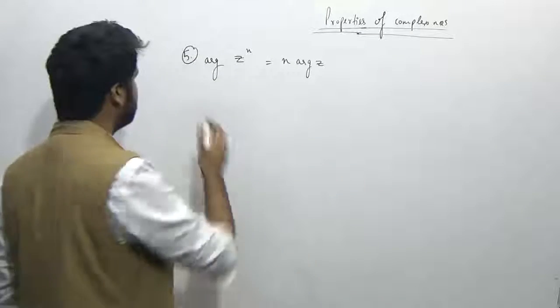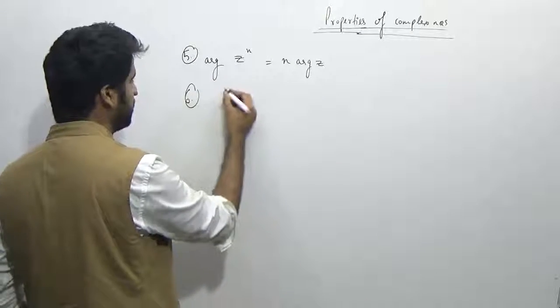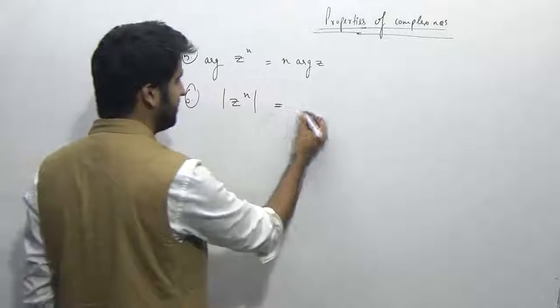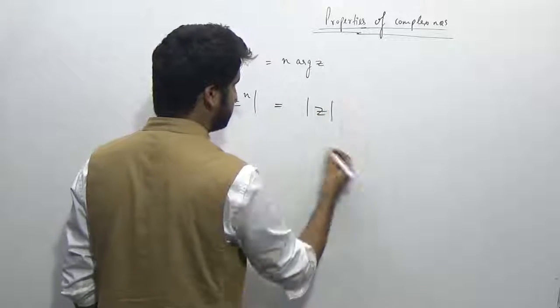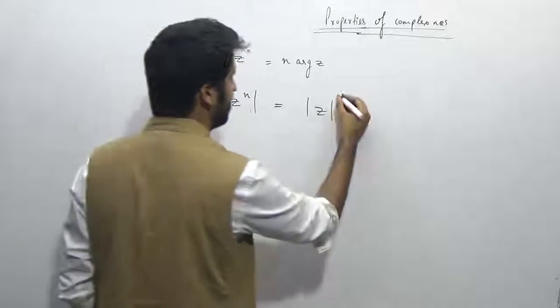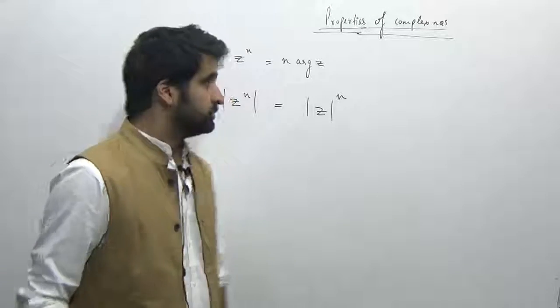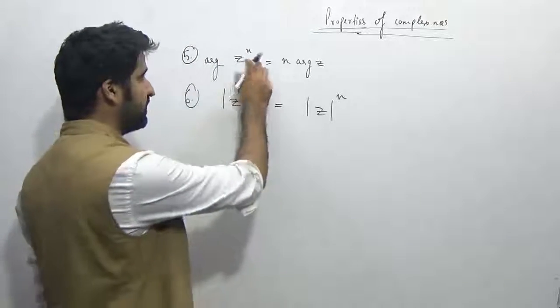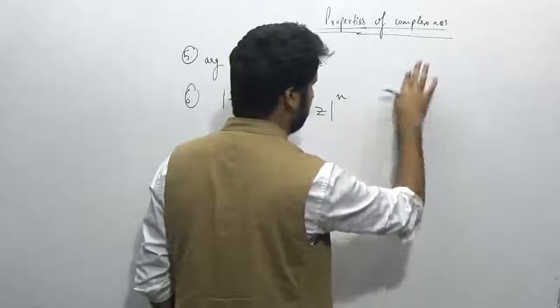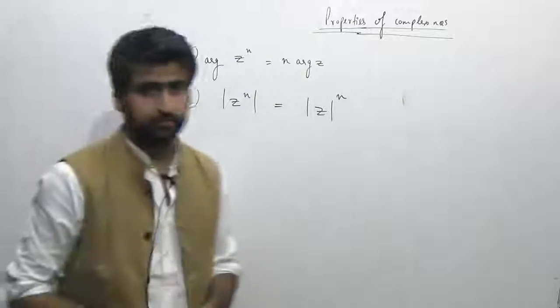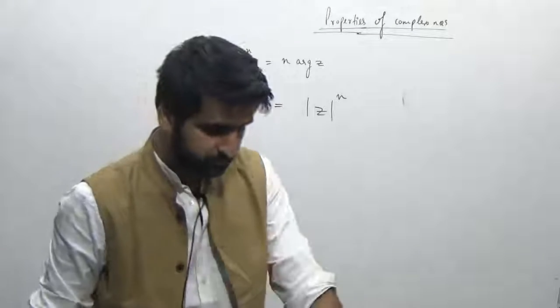And what will happen if I take the modulus of this complex number, that this will be equal to the modulus of the complex number z to the power n. So instead of opening the whole complex number in the algebraic form, we can easily apply the Euler form and get these two results.